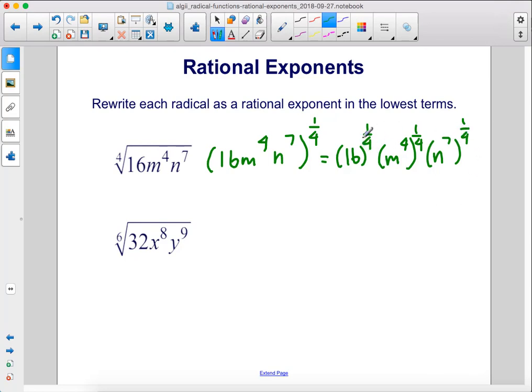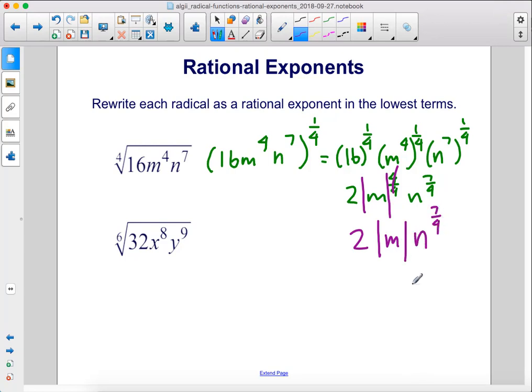Now let's combine some of these. 16 to the 1/4 power is 2. So here we have m to the 4th power also raised to the 1/4 power, so that becomes 4 over 4, like that. And here we have n to the 7 over 4 power. Now m to the 4 over 4 power is just m to the 1st power, because 4 over 4 is 1. However, here we had an even index and an even exponent, and now we have an odd exponent. So we do need absolute value signs around this m. So the answer is 2 times the absolute value of m times n to the 7/4 power.